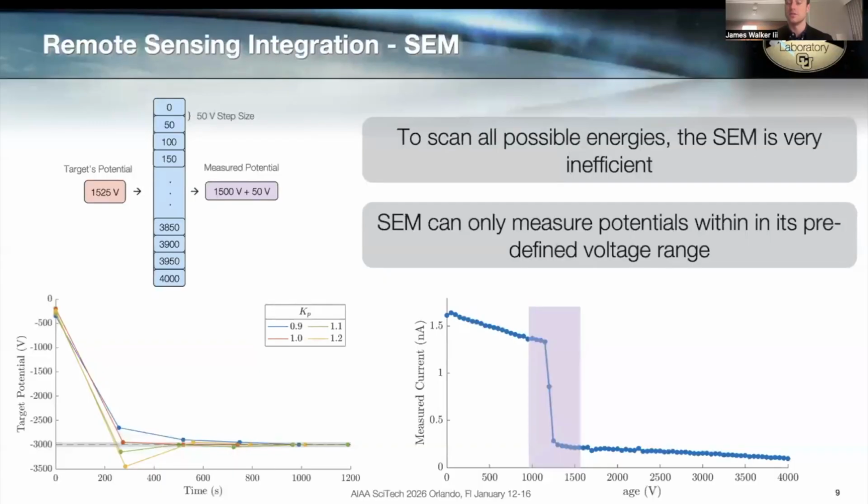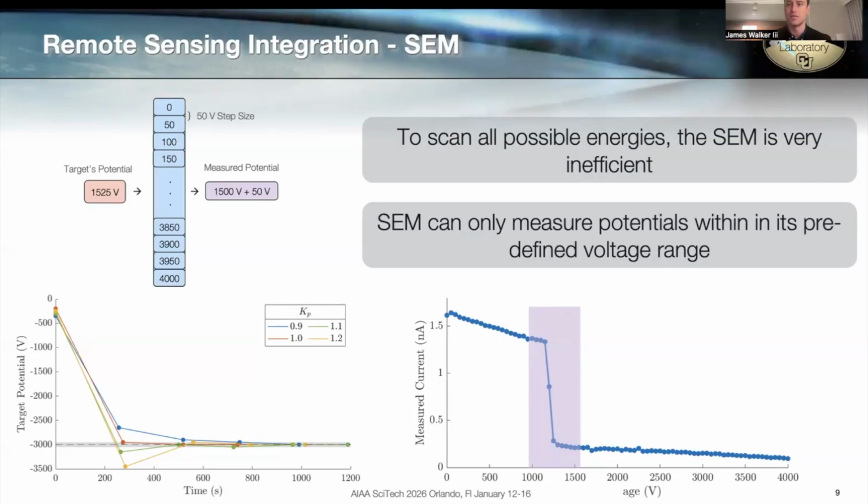Again, when integrated into our active charge control, we get that stable control. But now we have different concerns that arise. The main one being that the secondary electron method depends significantly on the voltage sweep being conducted. So in order to scan every possible energy that the spacecraft can be at, we have to perform a very wide voltage sweep. For instance, in GEO, the potentials range from 0 to 10,000 volts. In order to measure any possible target potential, we have to have a voltage sweep from 0 to 10,000 volts.